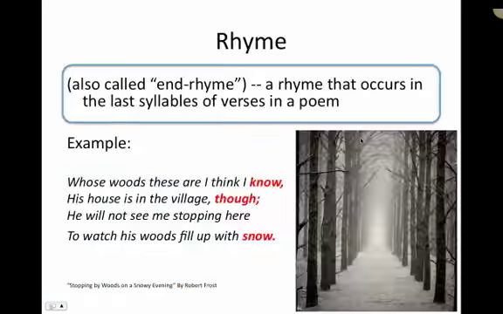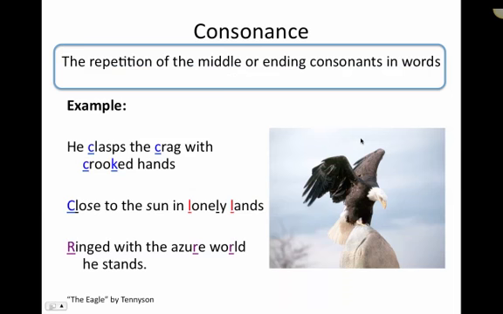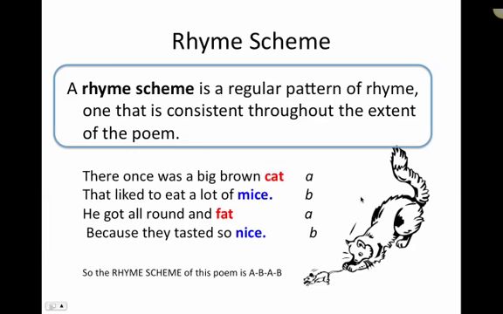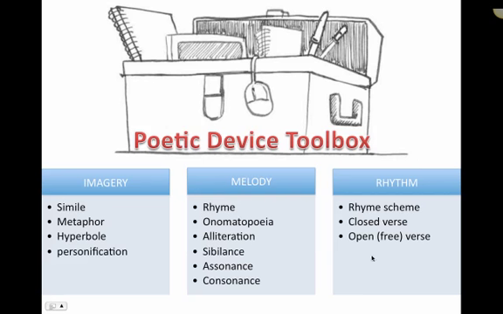Okay, we have to go all the way through to the next segment here, which is the toolbox for rhythm. So if you can see my cursor moving here, we're going to talk about the tools in the rhythm part of the toolbox, which include rhyme scheme, closed verse, and open, or what we sometimes call free verse. Now there's more than this. There are more tools than this in all of these three sections, but these are the tools that we're going to be mostly talking about during this course. So rhyme scheme, closed verse, and open verse.